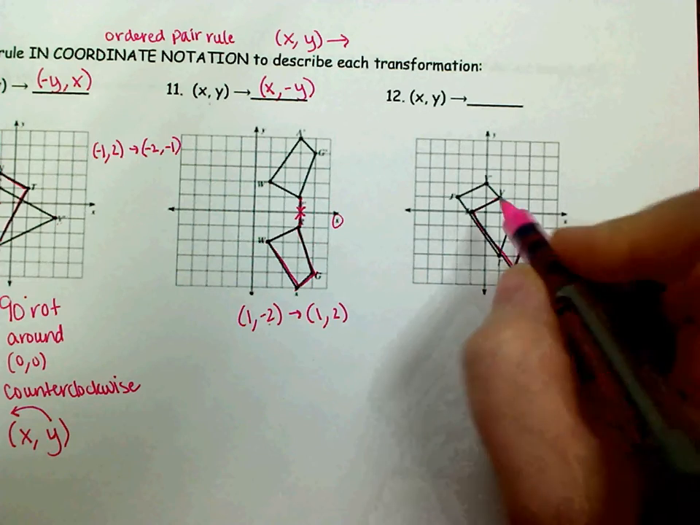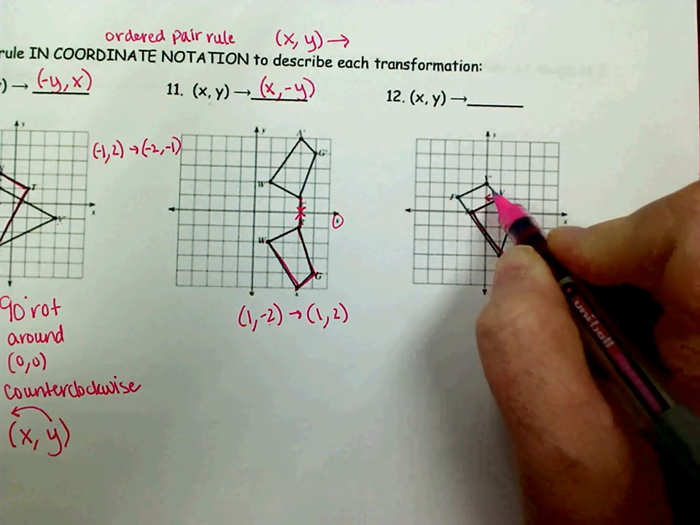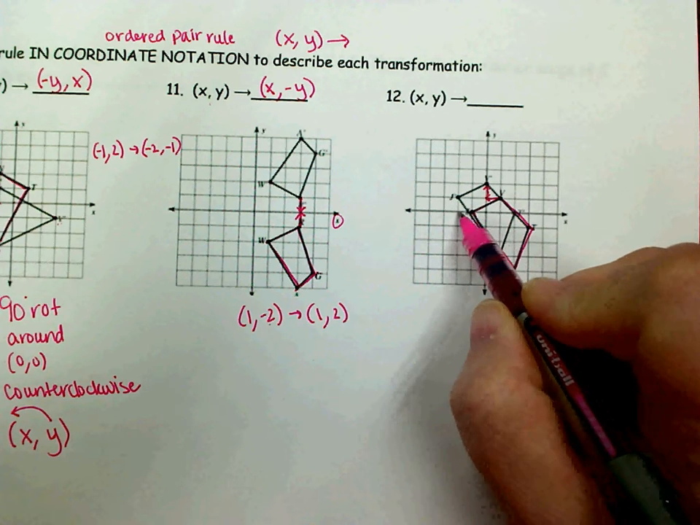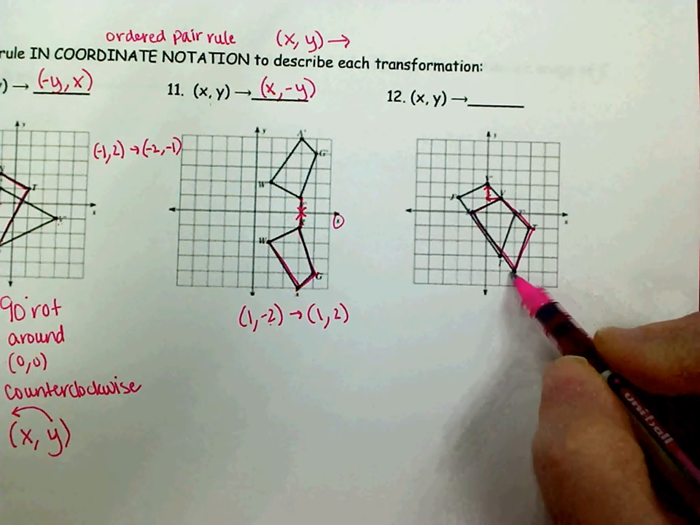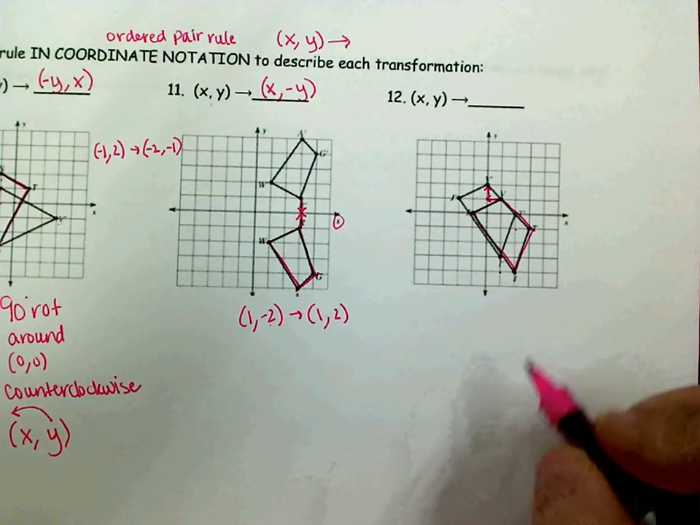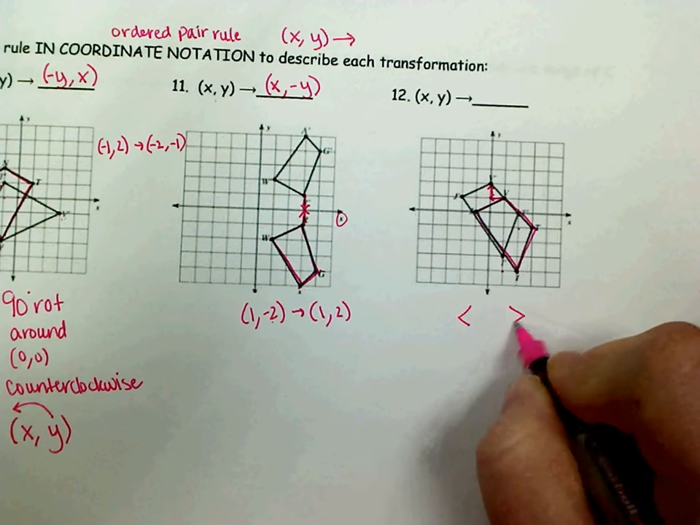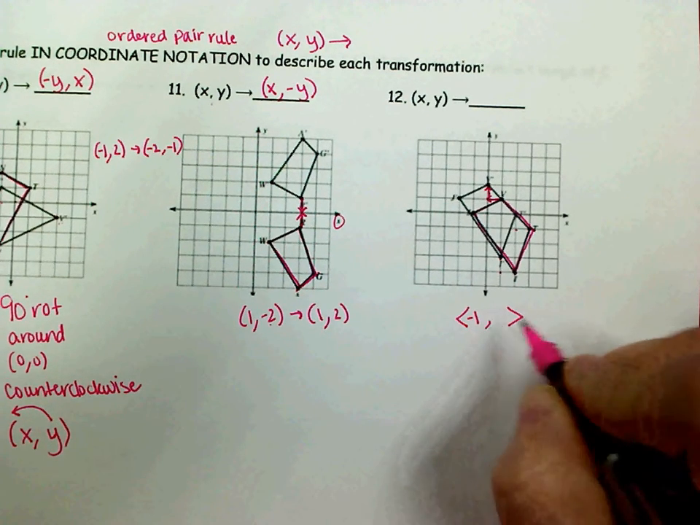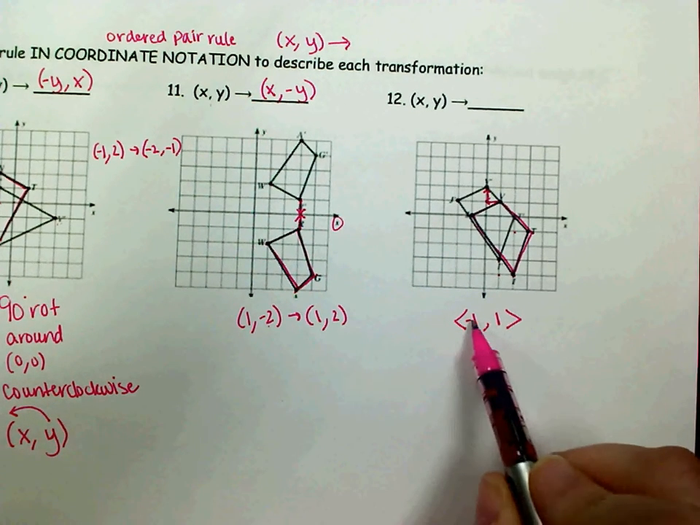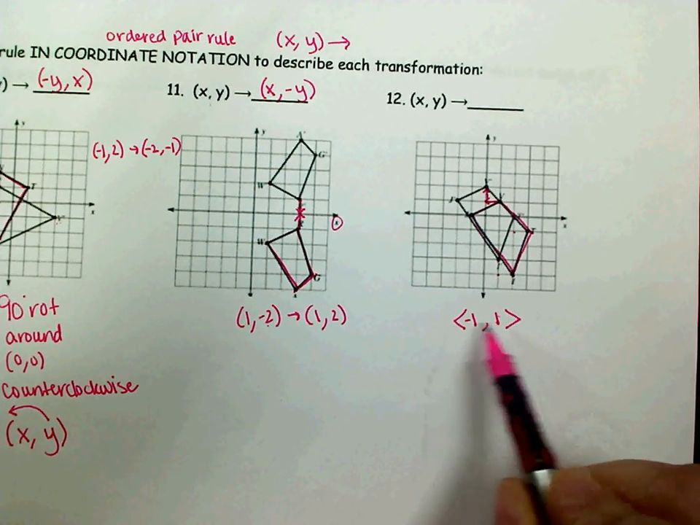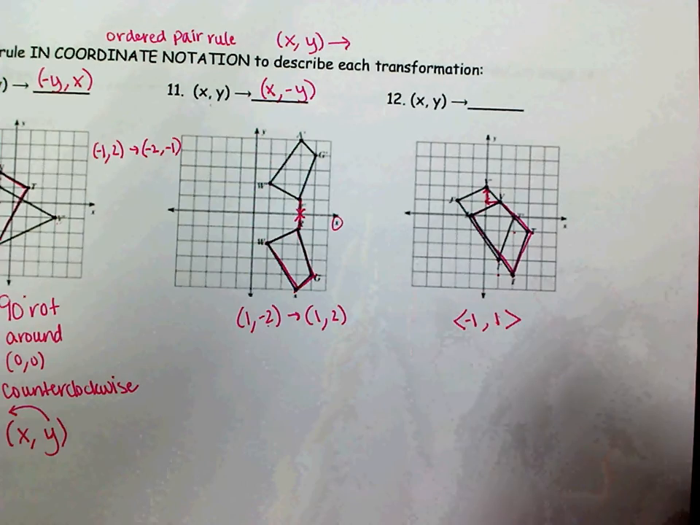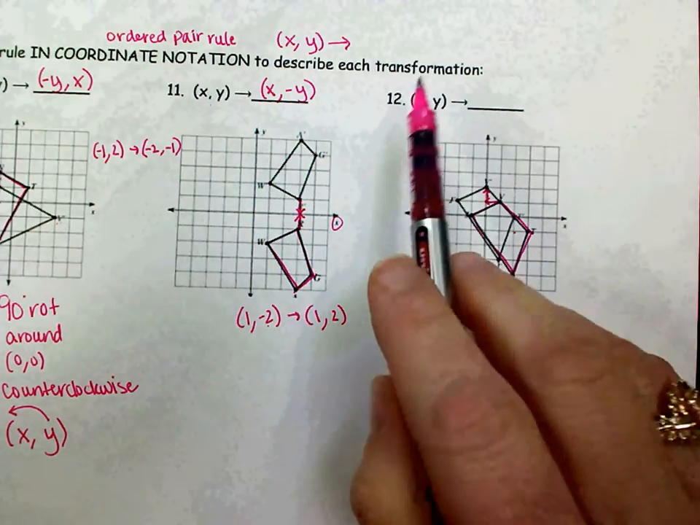I can see that V went to the left one and up one. Same thing with whatever this letter is. It went left one, up one. I went left one, up one. T went left one, up one. So if we were writing that with a translation vector, left one is a negative one, up one is a positive one, left one would go in the X spot, up one would go in the Y spot with angle brackets. But when you give ordered pair rules, you always represent as ordered pairs, which means they go in parentheses.